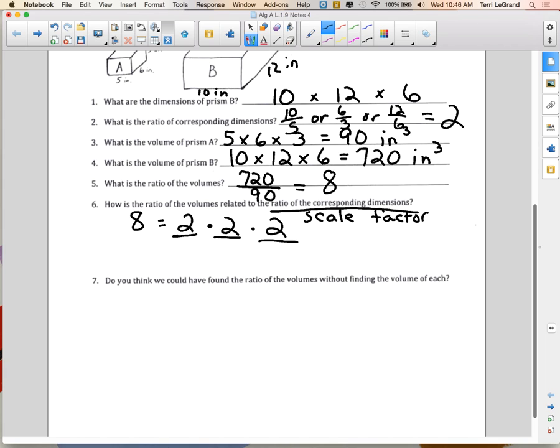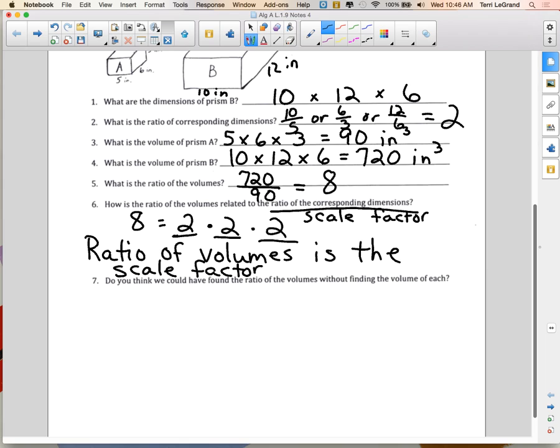So we're going to say that the ratio of volumes, we didn't do the experiment for this one, to actually see it happen. Ratio of volumes is the scale factor cubed, or in other words, multiplied by itself 3 times. So 2 was our scale factor. 2 cubed, 2 times 2 times 2 got us our ratio of volumes of 8.